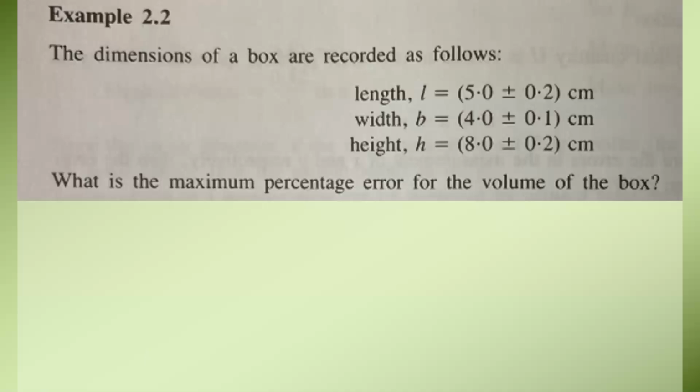So how do we work out the volume? The volume of this box is length, width, and height. So it will be length multiplied by width multiplied by height. The length is 5, the width is 4, and the height is 8. So 5 multiplied by 4 is 20, and 20 times 8 makes 160, and the unit will be centimeter cube. But what about the percentage uncertainty in V, the volume?